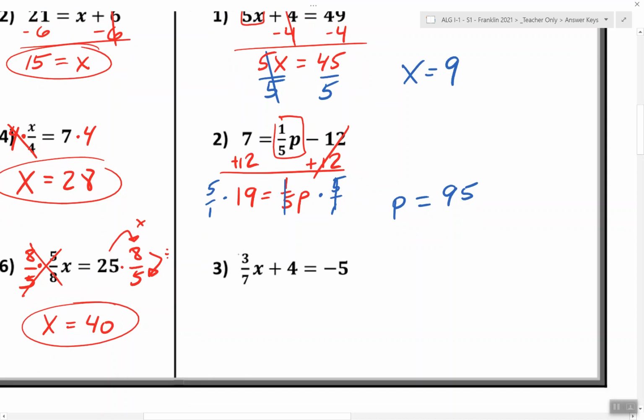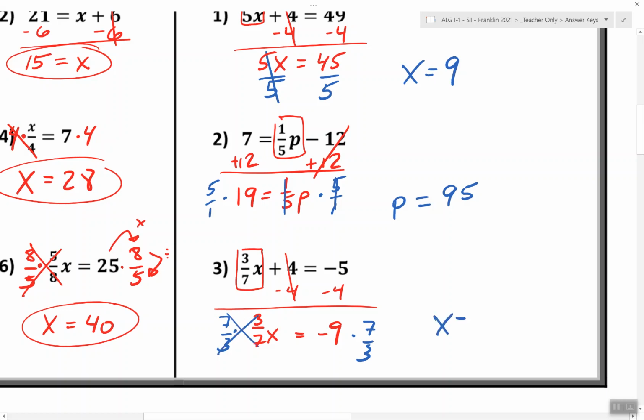Okay, last one here. Again, leave this 3/7 x alone. We're going to subtract 4 from both sides. So 3/7 x equals -9. Be careful on the integer subtraction there. -5 minus 4 is -9. Now we can flip this fraction and multiply to cancel that out. So these cancel out. We multiply by 7/3.